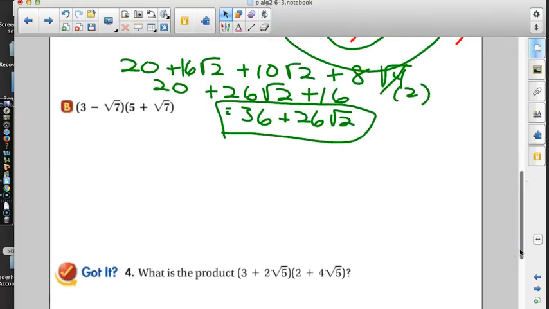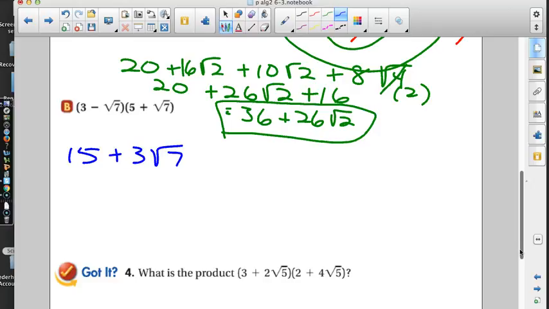B. How do you suppose we're going to do that? Do you not know? How do we do this? FOIL. First times first, 15. Outside times outside, ooh, one's a radical and one's not. Big deal. Just write it as 3√7. Inside times inside, minus 5√7. Last times last, minus the square root of 49.